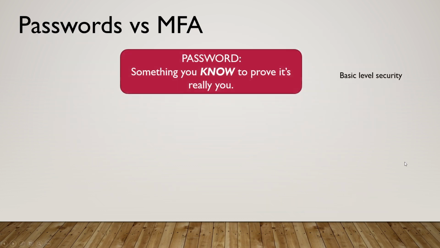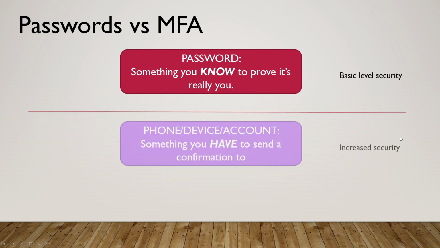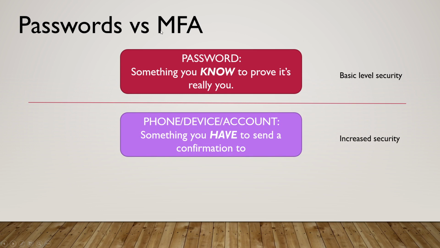Okay, passwords. We know passwords. Passwords should be strong. We should use numbers, letters, all that stuff. But it's a really basic level of security because it's based on something that you know, right? You have to remember it. You might write it down. To increase the security, we have to combine this with multi-factor authentication, as in multiple ways to determine that you're really who you are. So therefore, if there's something that you have, like a phone, a device, or an account that they can send a message to, then that would increase the security.